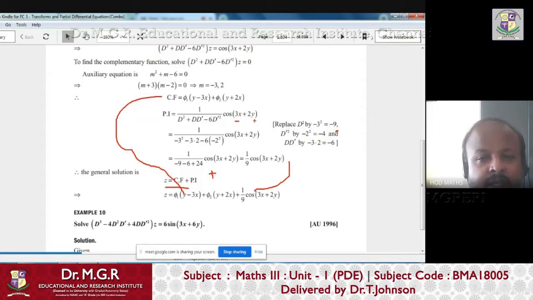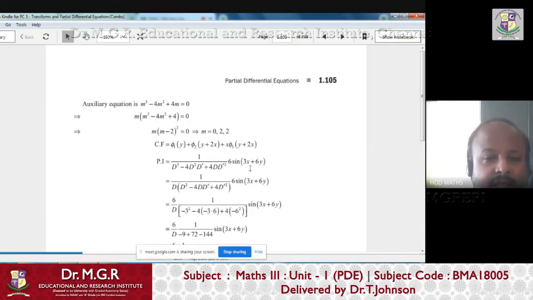for D dash square you have to put minus of coefficient of y value square, and for DD dash you have to put minus of coefficient of x into coefficient of y, right? Then straightforward value you can get, right?